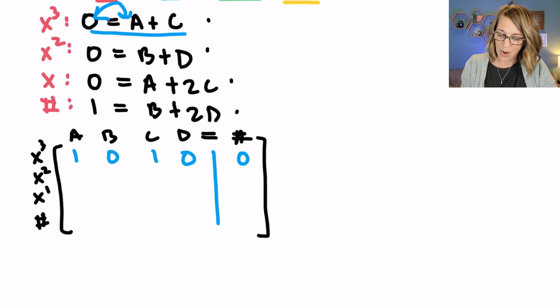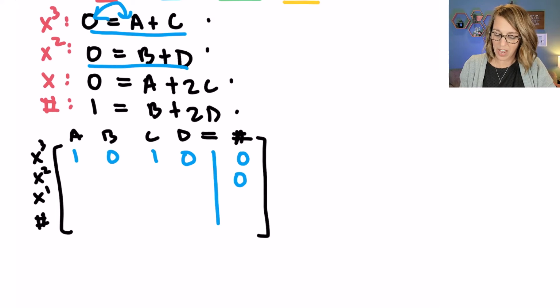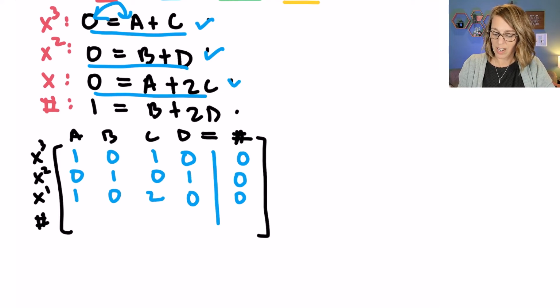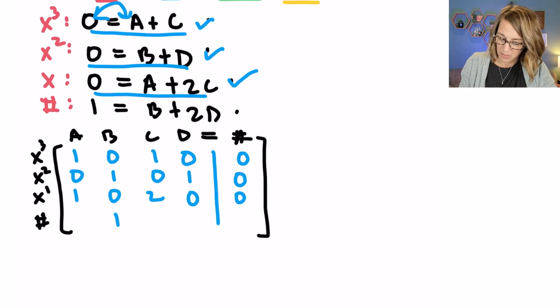Okay, next is our 0 equals b plus d. So 0 goes on the other side, and then I've got 1b and 1d, 0 for a, 0 for c. Okay, so check, check. Next is 0 equals a plus 2c. So 0 equals 1a, 0 b's, 2 c's, and 0 d's. Check. And then our last one is b plus 2d. 1b plus 2d's, 0, 0 is equal to 1.